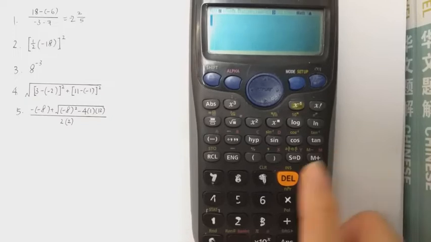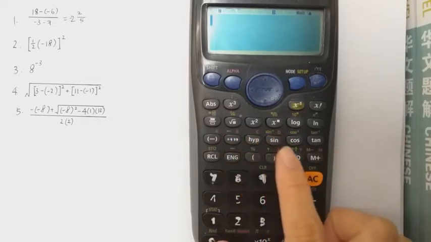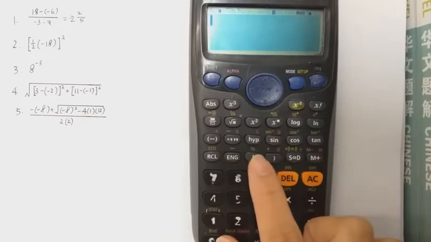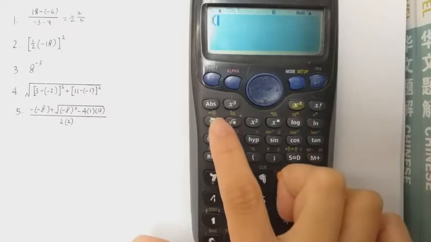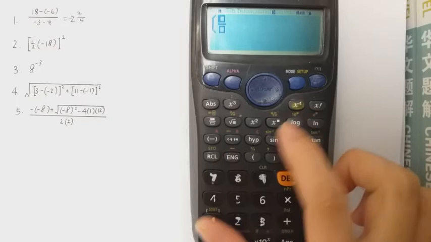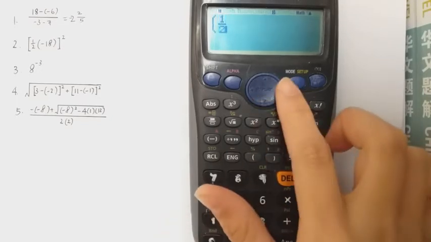So square bracket, you might notice that we do not have any square brackets here. We will just use the rounded bracket, so open bracket, half. Again, a fraction, we'll key in using this. Half is 1 over 2.